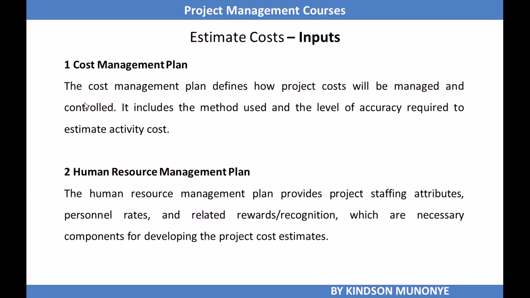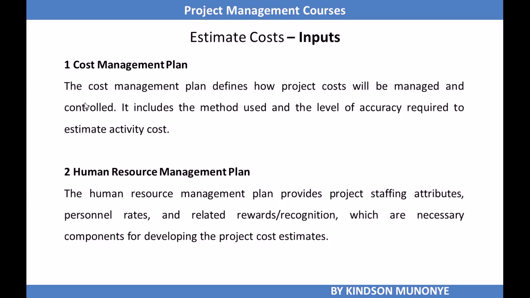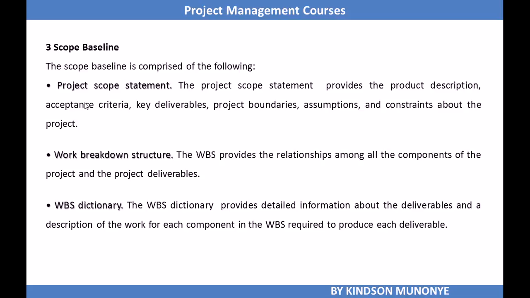The cost management plan is needed to estimate costs because it defines how project costs will be managed and controlled. It includes the methods used and the level of accuracy required to estimate activity costs. The human resource management plan provides project staffing attributes, personnel rates, and related rewards and recognition, which are necessary components of developing the project cost estimate.